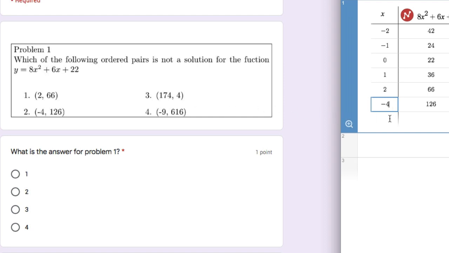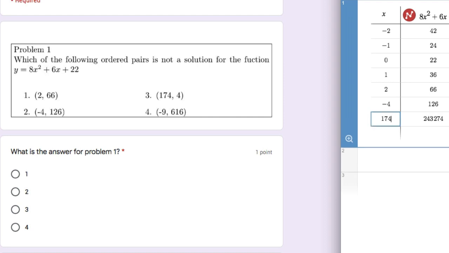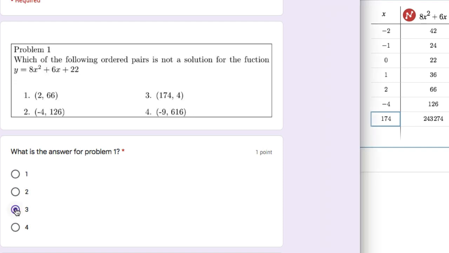So let's try 174. So when it's 174, the y should be 4. So 174, that's not correct. When it's 174, the answer is actually 243,247. So number 3 is the incorrect answer. So we're going to click that as our answer here.